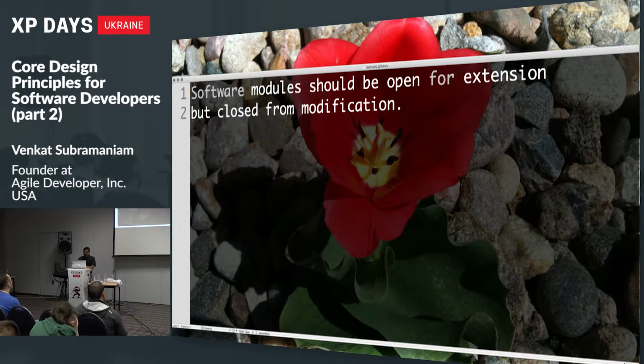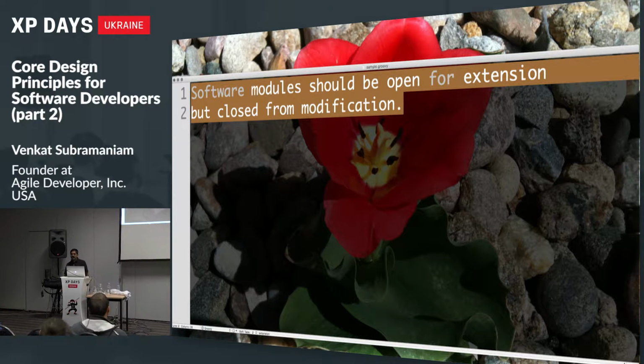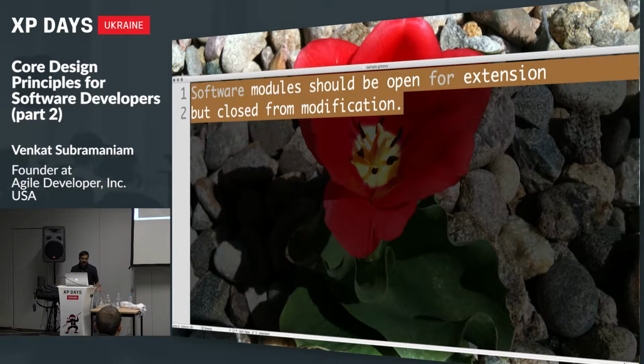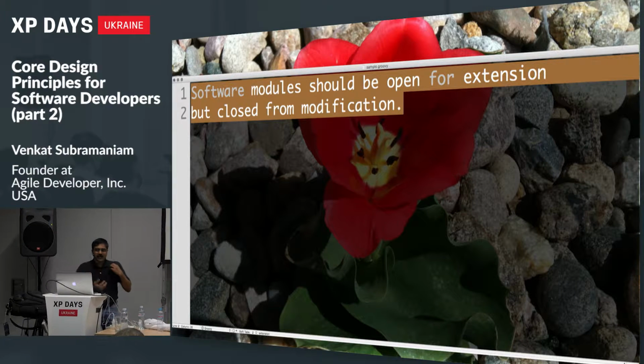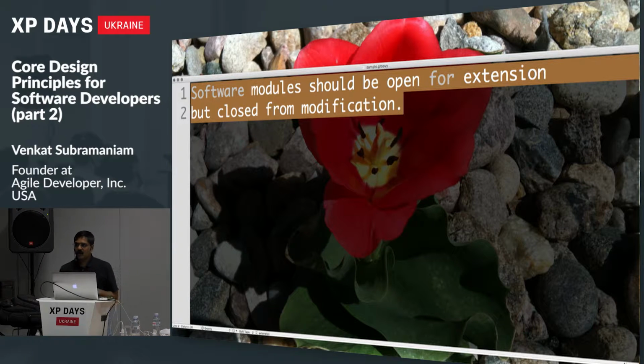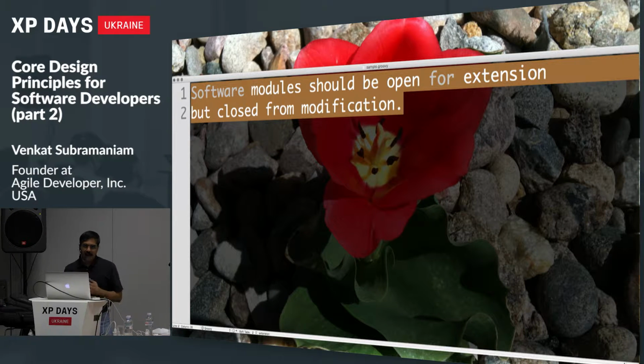So this looks like magic, right? How could something be open for extension but closed for modification? Well, when it comes to software, it's more expensive to change existing code, but it's often less expensive to add a little bit of new code that can work with other pieces of code. So the idea behind this is to minimize the change to existing code.